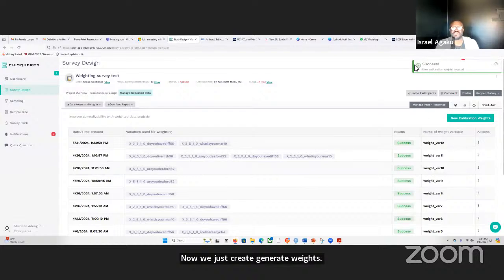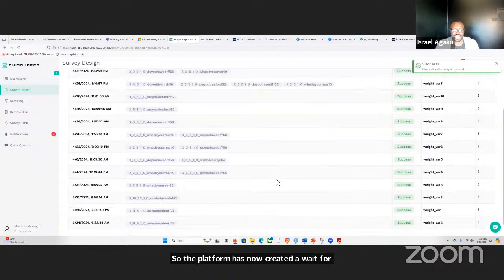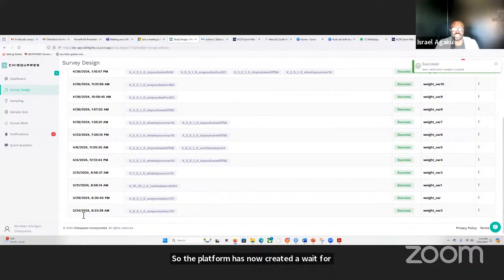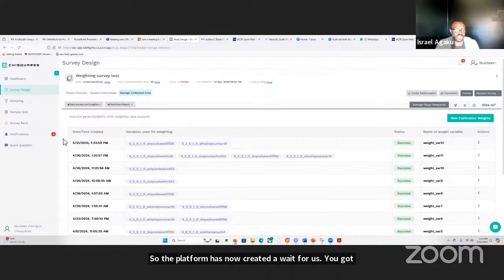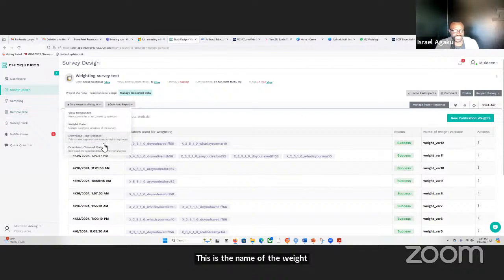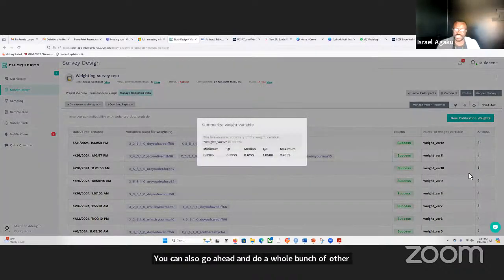So the platform has now created a weight for us. And you look at the history, this is 531. So this is the weight variable here. Up top here, these are the 2 variables we used for the weighting. This is the name of the weight variable, so that when you download your data set, it will have the weight variable in it automatically. You can also go ahead and do a whole bunch of other things, like you can delete the weight, you can compute benchmark, you can look at the summary of the weights.